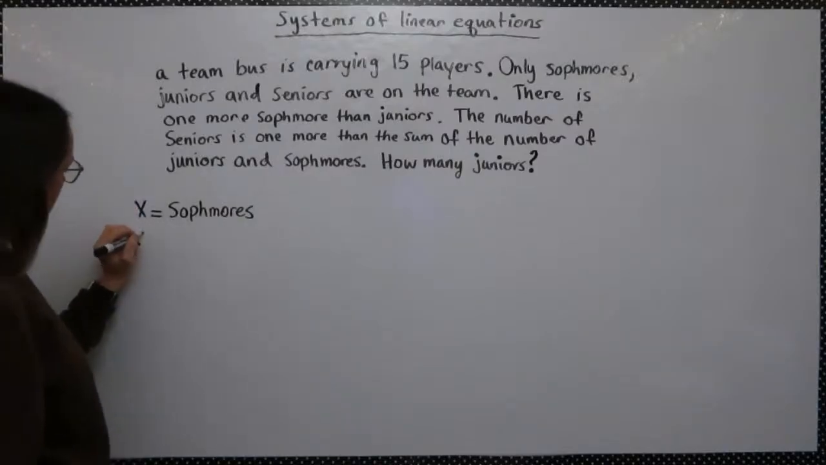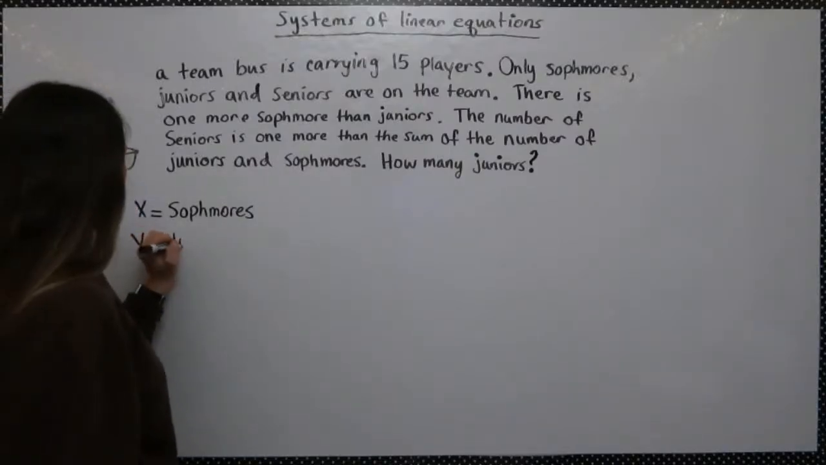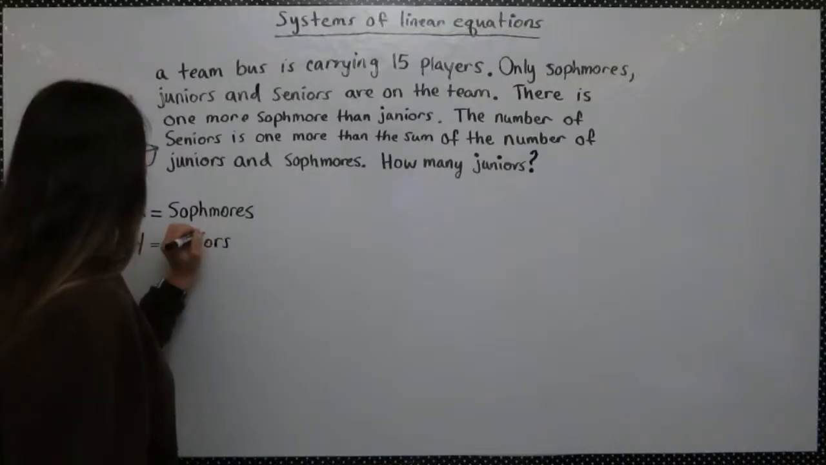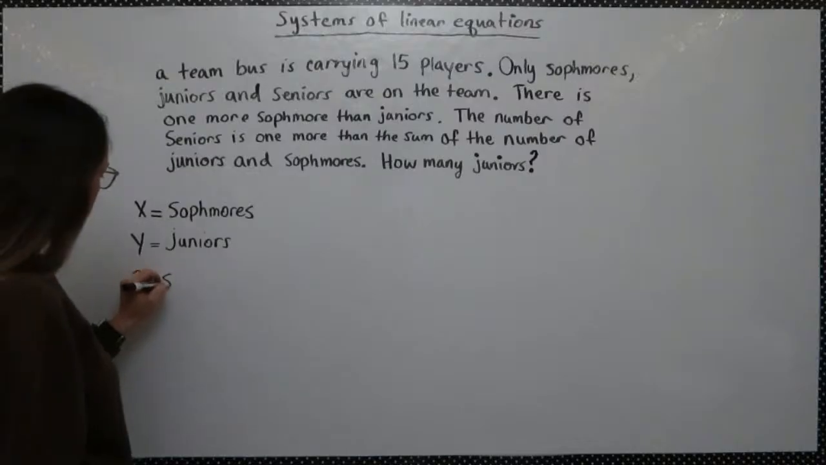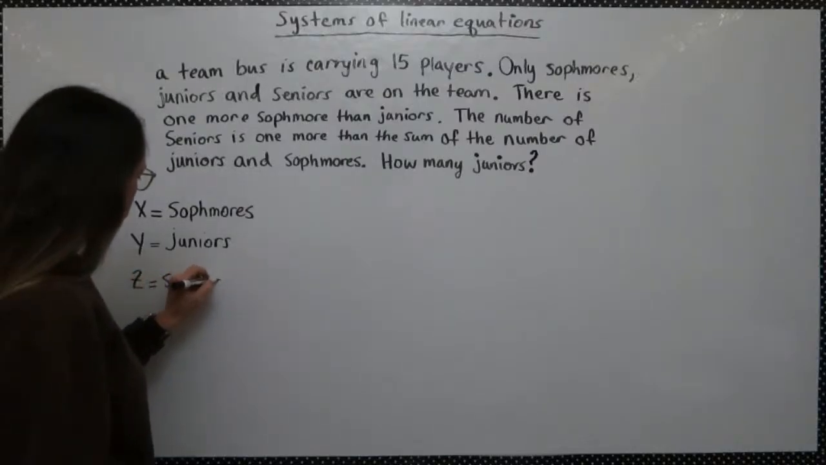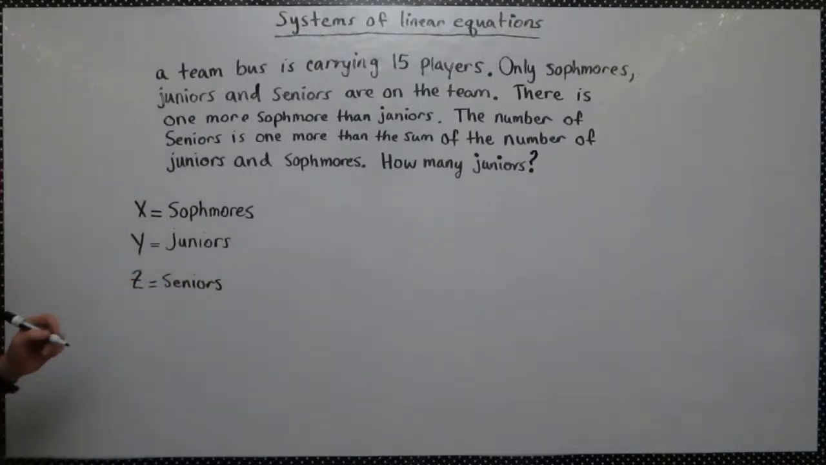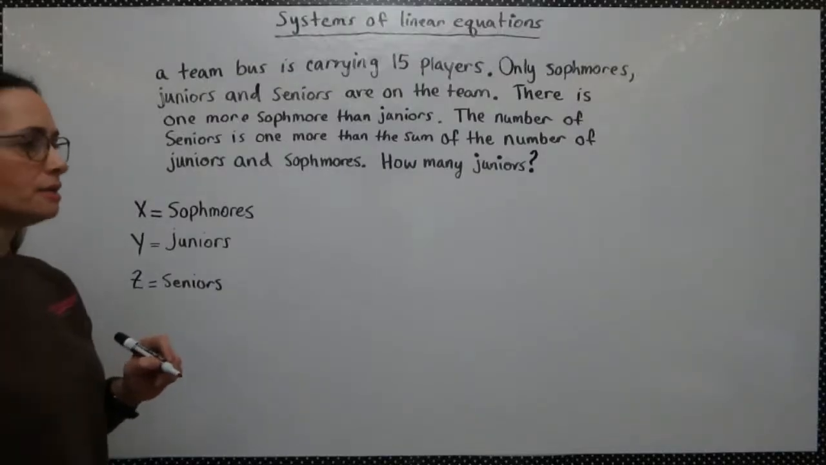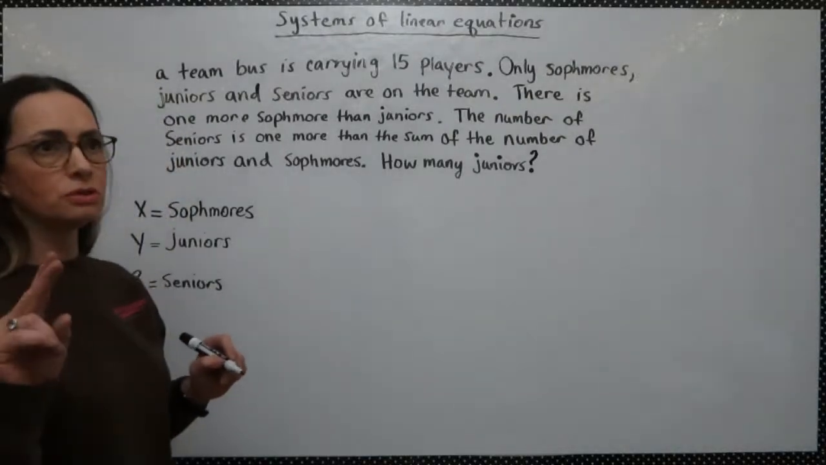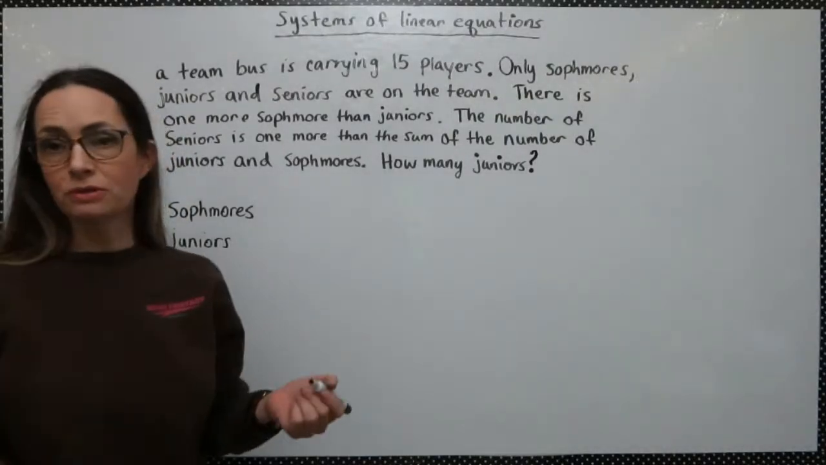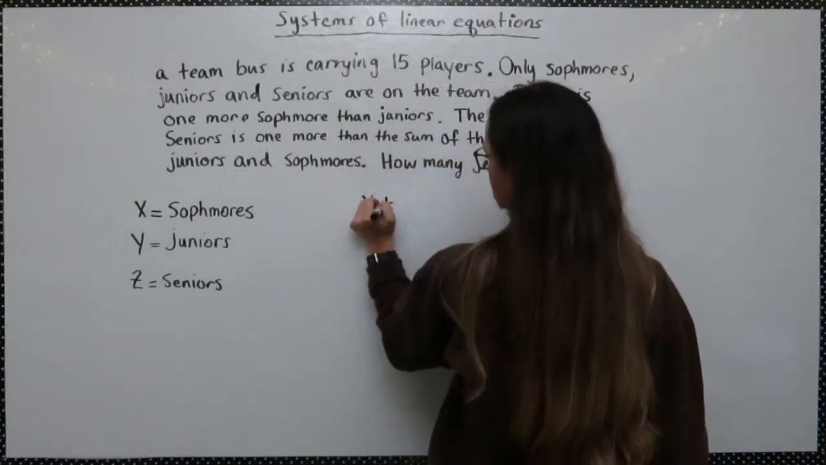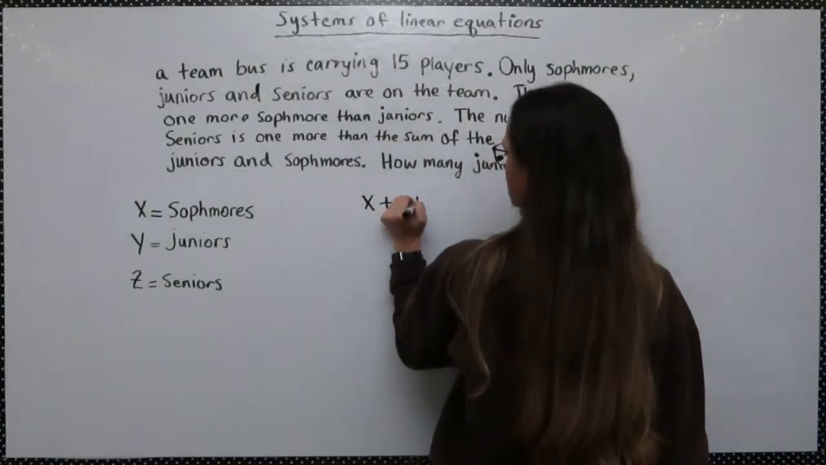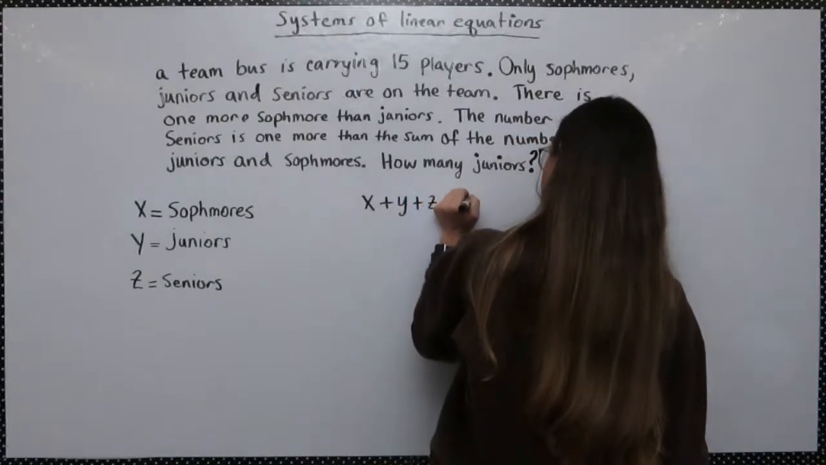And then y can be juniors. And then z will be seniors. All right. And it says a team bus is carrying 15 players. And you know that there are sophomores, juniors, and seniors. So that gives me my first equation. The number of sophomores plus the number of juniors plus the number of seniors, and it all equals 15.